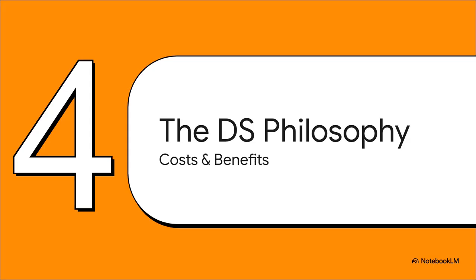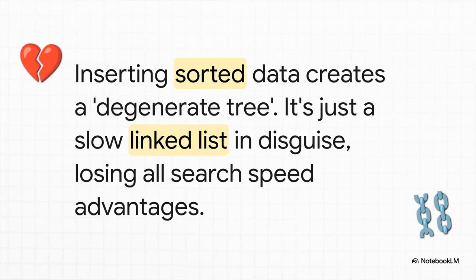Okay, so the binary search tree seems perfect, right? It's got fast search, and since it's just nodes and pointers, adding and removing stuff is also fast. So have we finally done it? Have we found the one perfect data structure? Well, unfortunately, no. Even the BST has an Achilles heel.